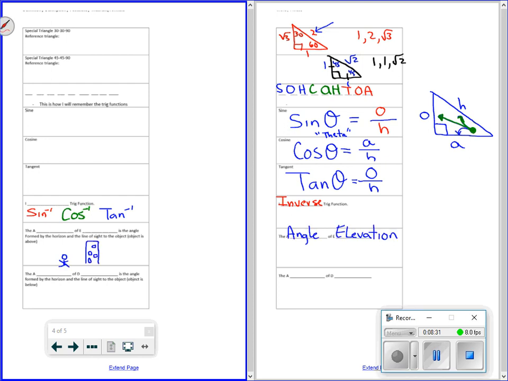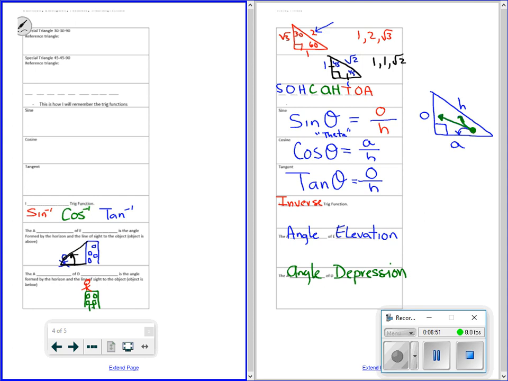Next up. Suppose you had a man standing on the ground and he looked up to the top, but first, let's just make a triangle here. He's like this. He looks up to the top of the building. That's called an angle of elevation.